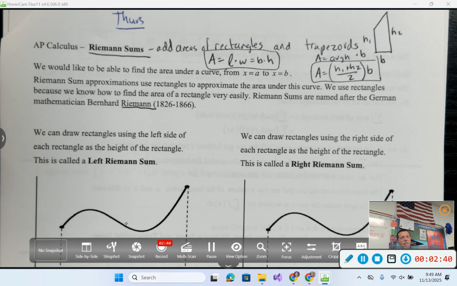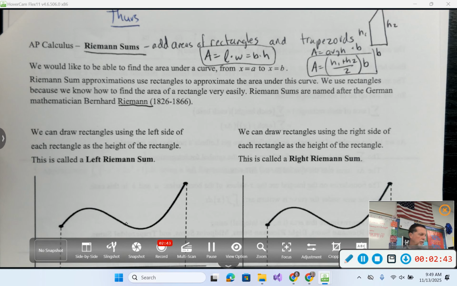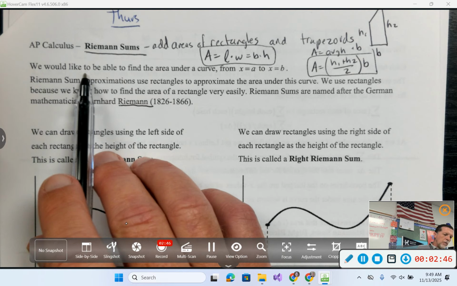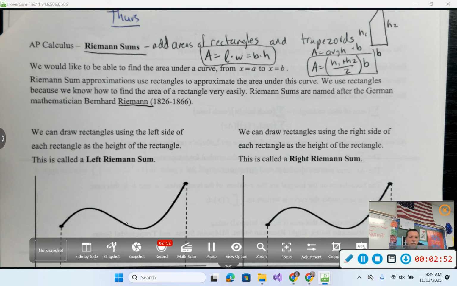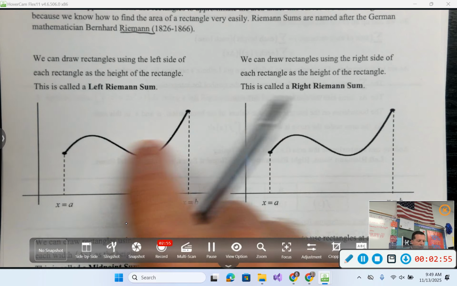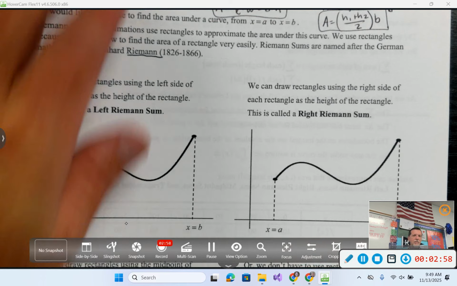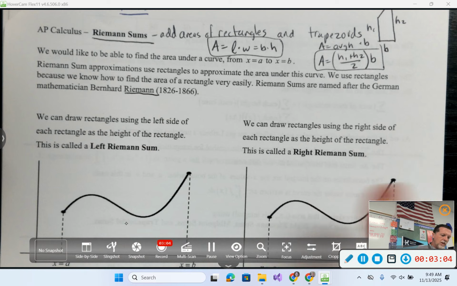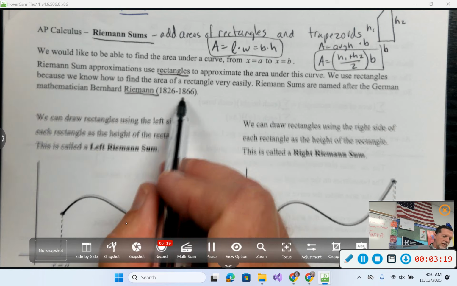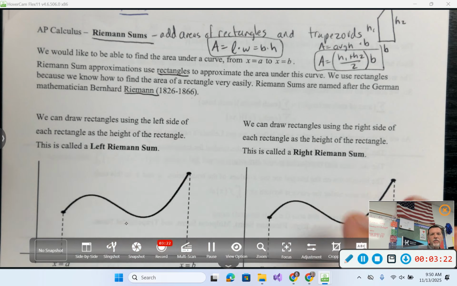Okay, now let's see if we can figure out how that simple geometry stuff relates to calculus. The motivation here is we want to find the area under a curve from A to B. So you look at those four pictures down below, we're going to be looking for the area underneath that curve down to the x-axis. That's what we're aiming for. Riemann sum approximations use rectangles to approximate the area under this curve. We use rectangles because we know how to find the area of a rectangle very easily. Riemann sums are named after the German mathematician Bernhard Riemann. Look at that. Guy only lived to be 40 years old.